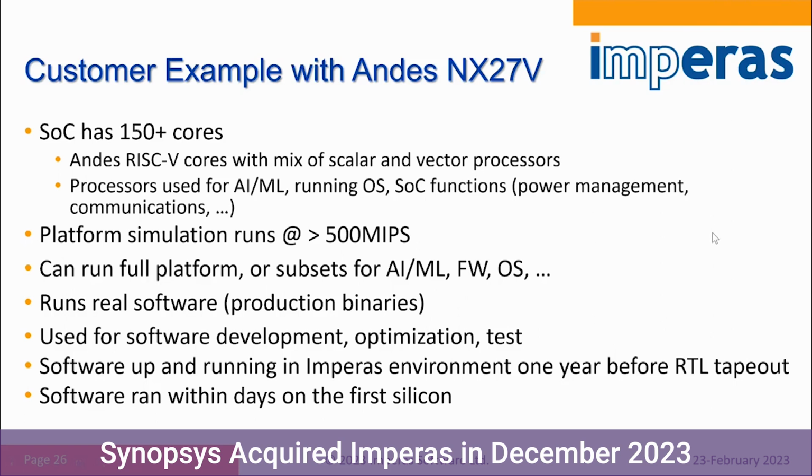The engineers can choose to run the entire platform or subsets of it. It runs production binaries. And the key goal for this platform is software development, optimization, and test. The software was up and running in the Imperas environment one year before RTL tape-out. And once the first silicon came back, the software only took a few days to run on the first silicon.